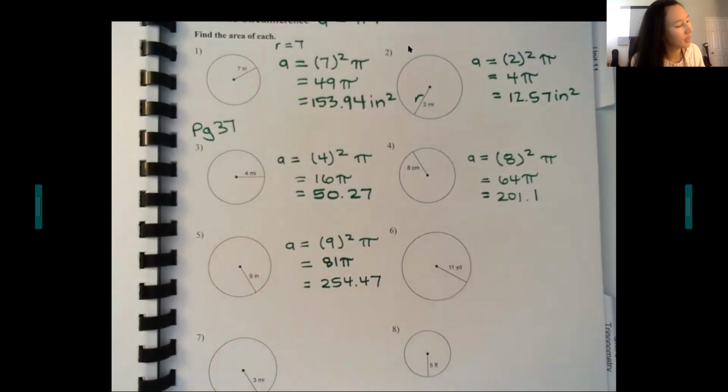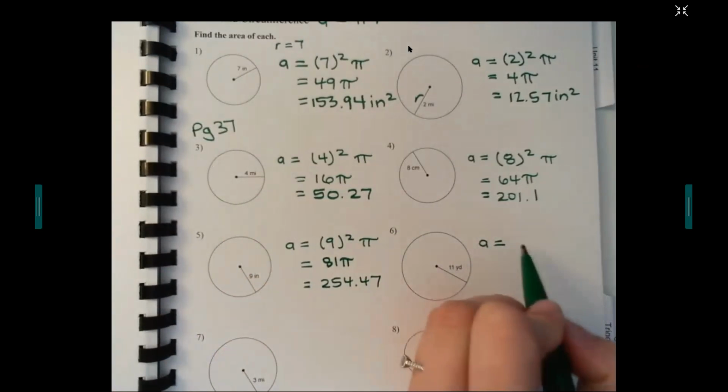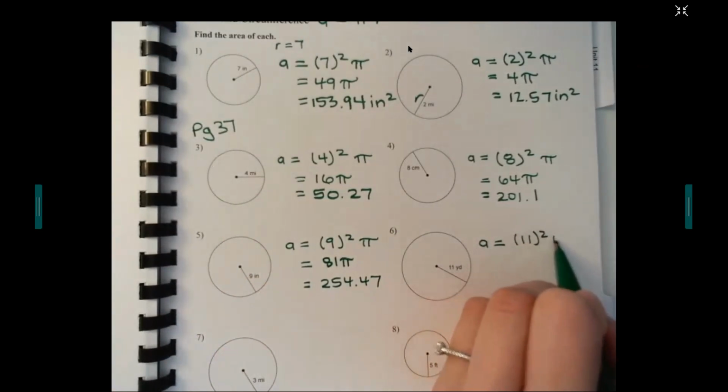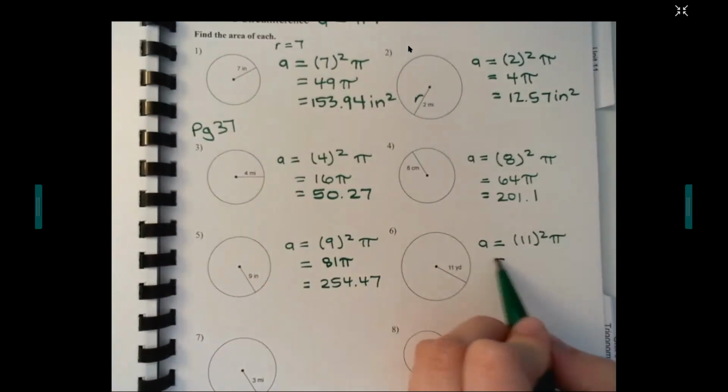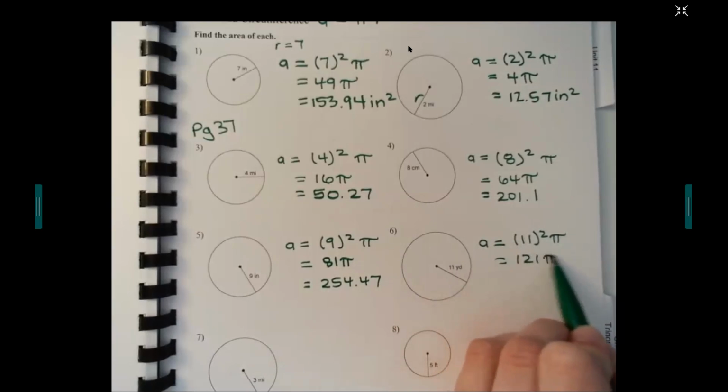And number 6. Area equals 11 squared times pi. And then area equals 121 pi. Very good. And then get 380.13. Excellent. Thank you, Jasmine.